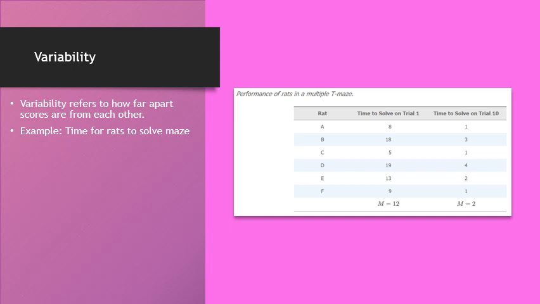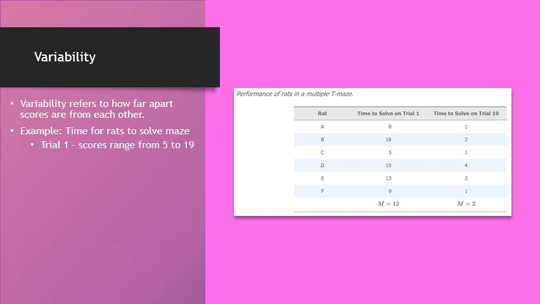So they did a bunch of different trials. The first trial, they recorded the times of how long it took them, and the average was 12 minutes. And finally, when they did the 10th trial, the time to solve them was much less, with a mean or an average of only 2 minutes. Okay, and 6 rats took part in this trial.